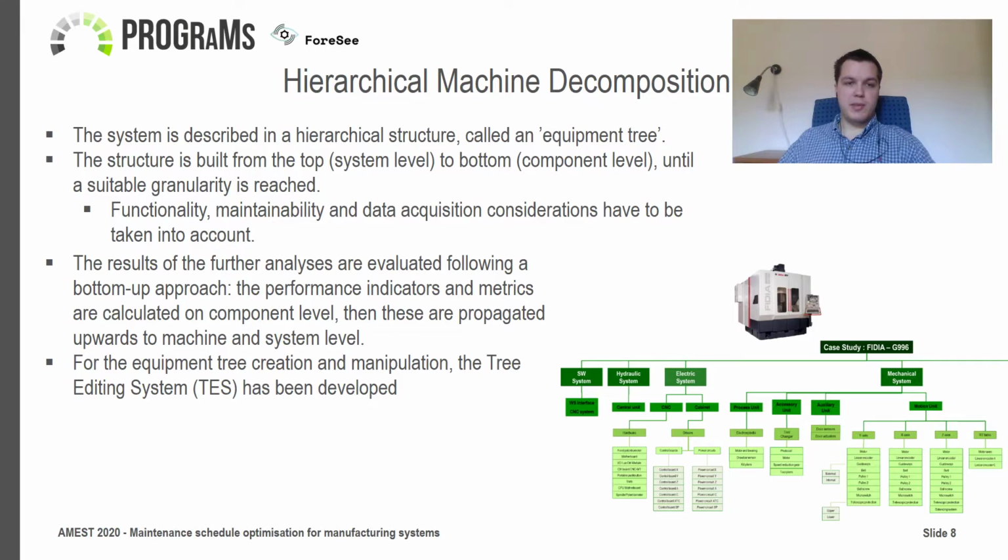The first step in the optimization process is the proper definition of the system and the machines we are working with. The hierarchy of the equipment components is represented by an equipment tree. The tree is built from the system level to component level. Practically, the nodes have to be extended up until we reach the components or component groups, which are maintained as a block. During the further analysis, the direction of flow is exactly the opposite. We have the results on component level, which are then propagated upwards to system level, following a bottom-up approach. In the MSO, for equipment tree creation and manipulation, the so-called tree editing system has been developed.